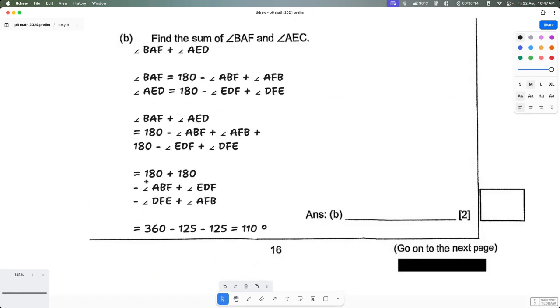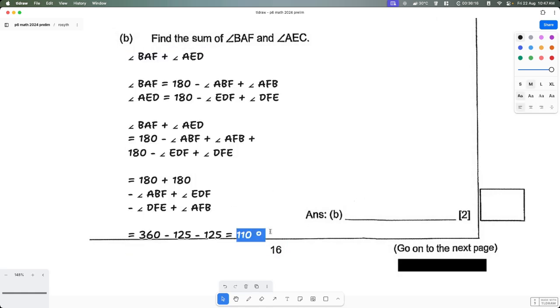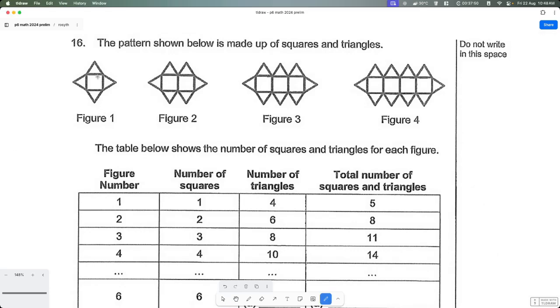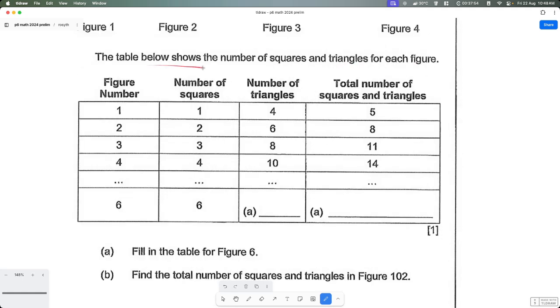110 degrees. Okay, that's it. Let's move on to the next question. All right, so question 16. The pattern shown below is made out of squares and triangles. The table shows the number of squares and triangles for each figure.